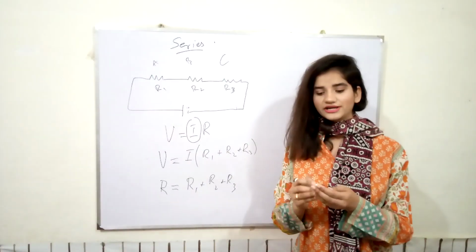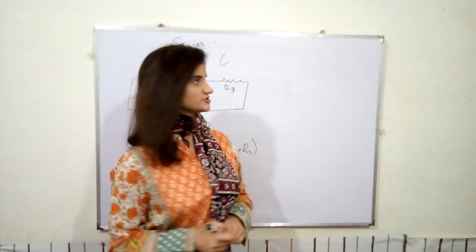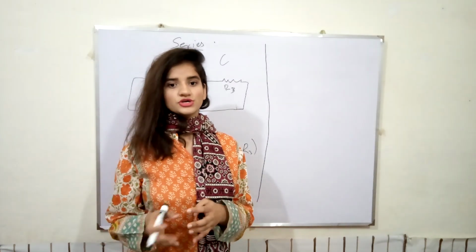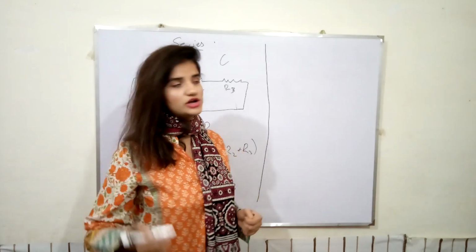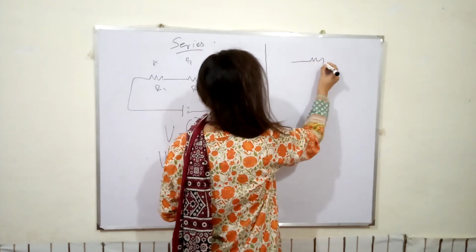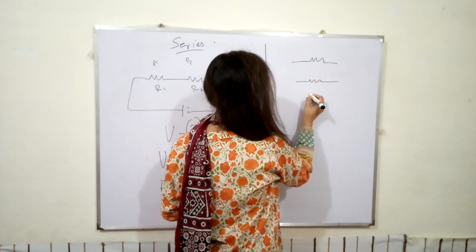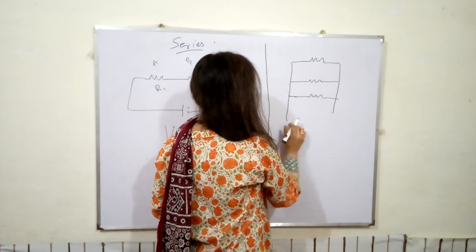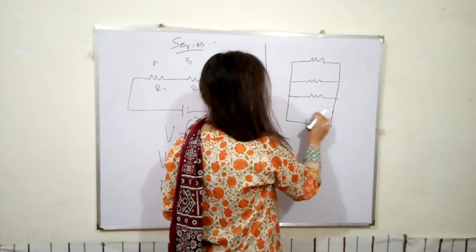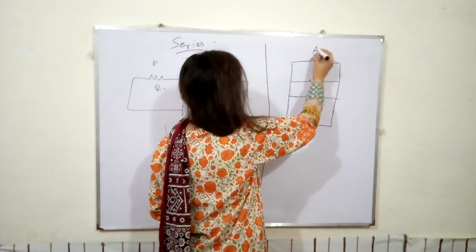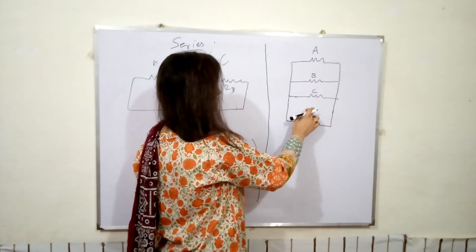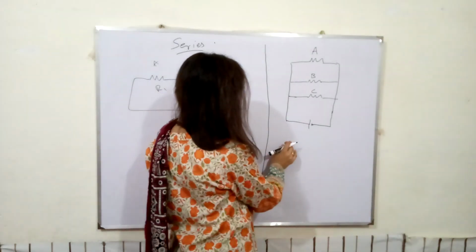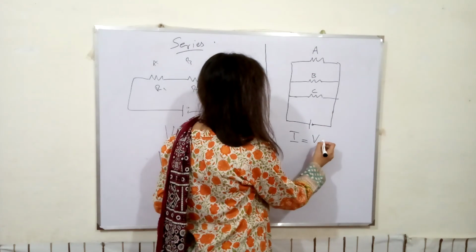Now in comparison to that, we have parallel resistance. In parallel resistance, what happens? The resistances are attached in a parallel manner. So in that, current will travel through alternative routes. For example, three resistances are attached parallelly. So there are three ways: A, B and C. Now there are three ways, so there would be three types of current passing through it. I is equal to V over R.